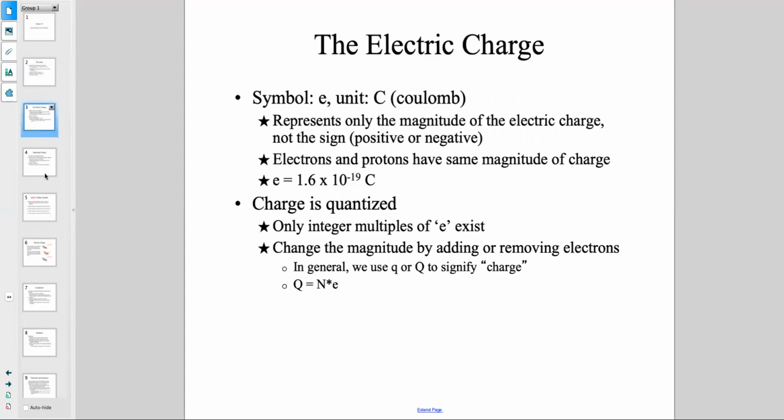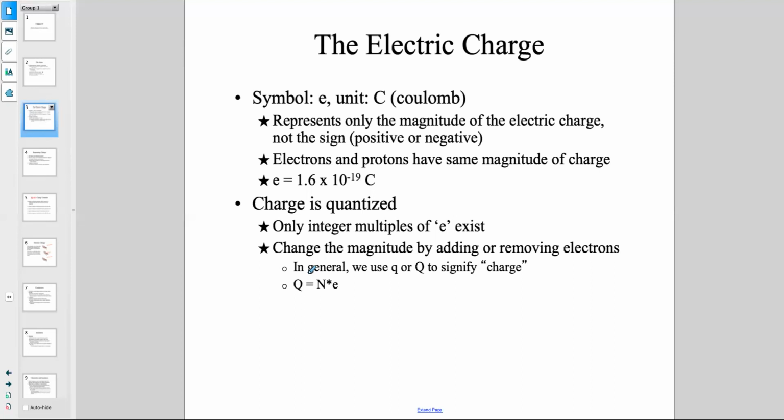The electric charge. The symbol is e, the unit is Coulomb or C. It represents only the magnitude of electric charge, not the sign. So positive or negative, you have to put it there. This is 1.6 times 10 to the negative 19 coulombs. This is something that the electron has with negative and the proton has with positive.